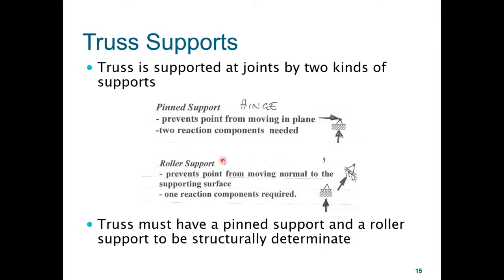The other main type of support that we can use is the roller support. That prevents the point from moving normal to the supporting surface. So it cannot move up or down relative to the surface. It can't move up or down, but it can freely move left or right. Therefore, you only have a vertical reaction, or a reaction normal to the surface that's supporting it.